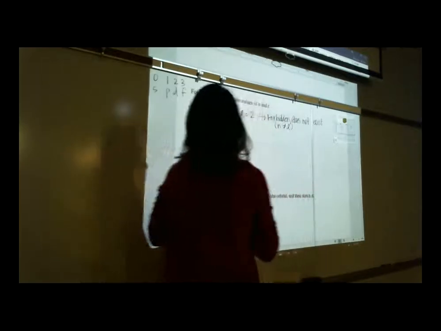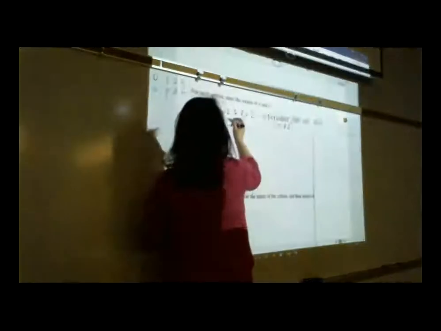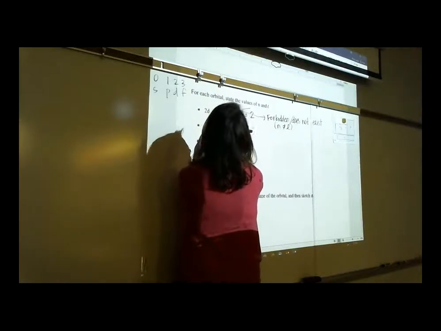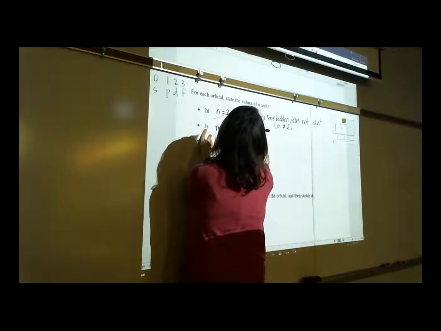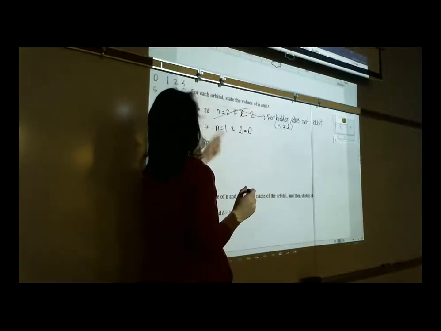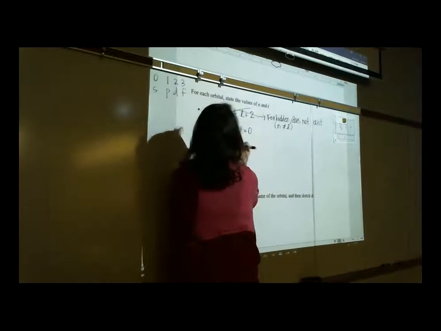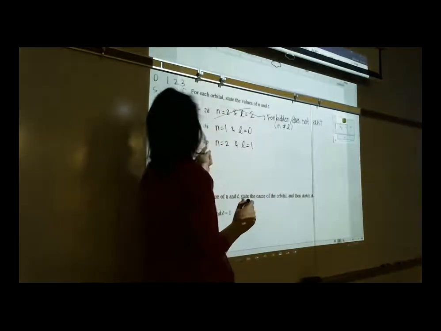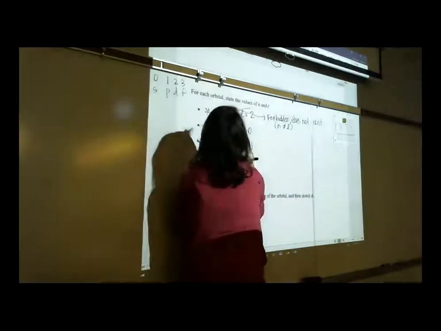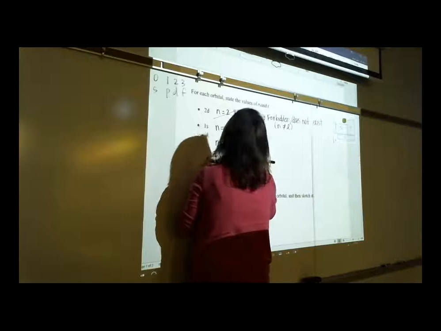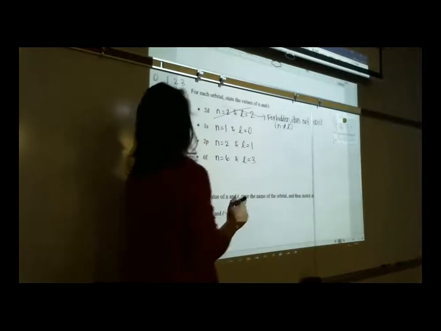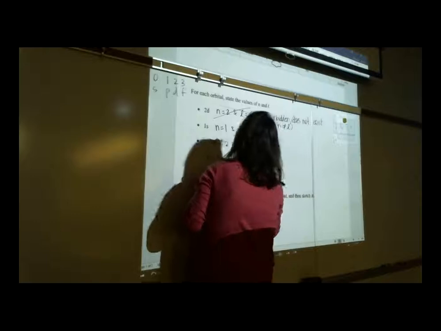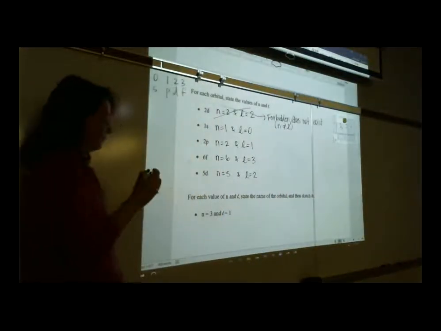Good. Okay, so that does not exist. All right, 1s. n equals 1 and l equals 0, is that an allowed combination? Yes, that's allowed. Okay, n equals 2 and l equals 1. Is that allowed? Yes. n equals 6 and l equals 0, is that allowed? Yes. n equals 5 and l equals 2. Is that allowed? Yes, that's allowed.